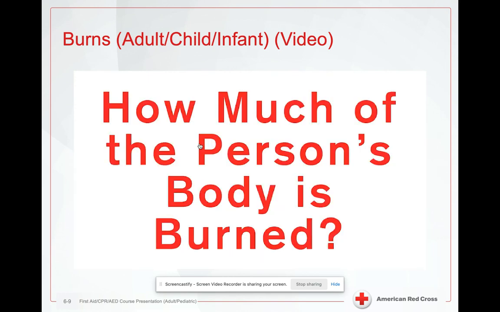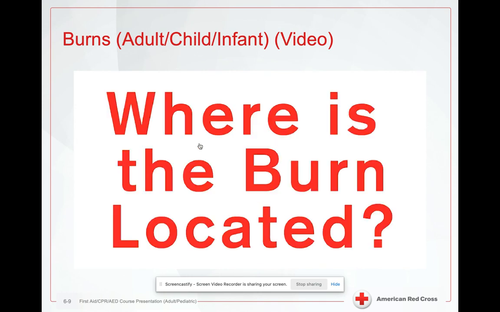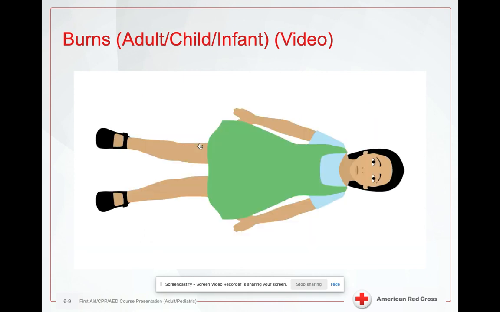How much of the person's body is burned? A burn that covers more than one part of the body or covers a large percentage of the person's total body area is considered a critical burn. Where is the burn located? Burns in areas where they could impair function or the person's ability to breathe, such as the head, neck, hands, feet, or groin, are considered critical burns.